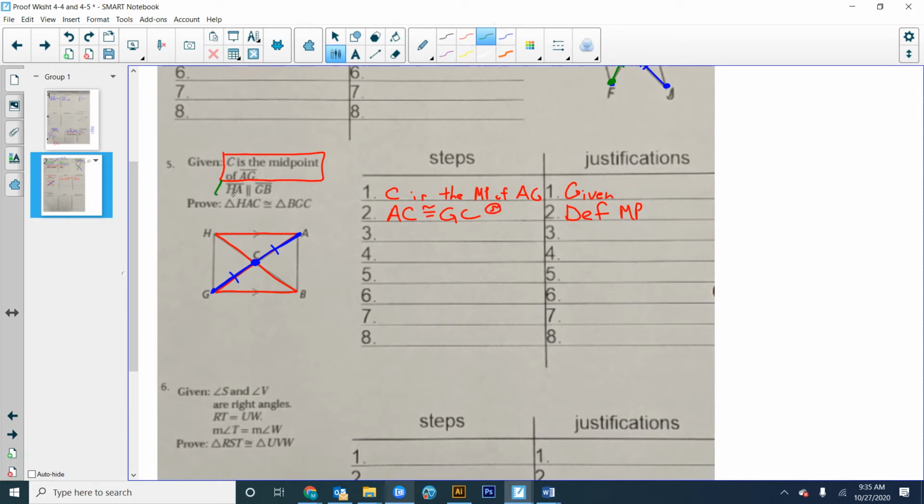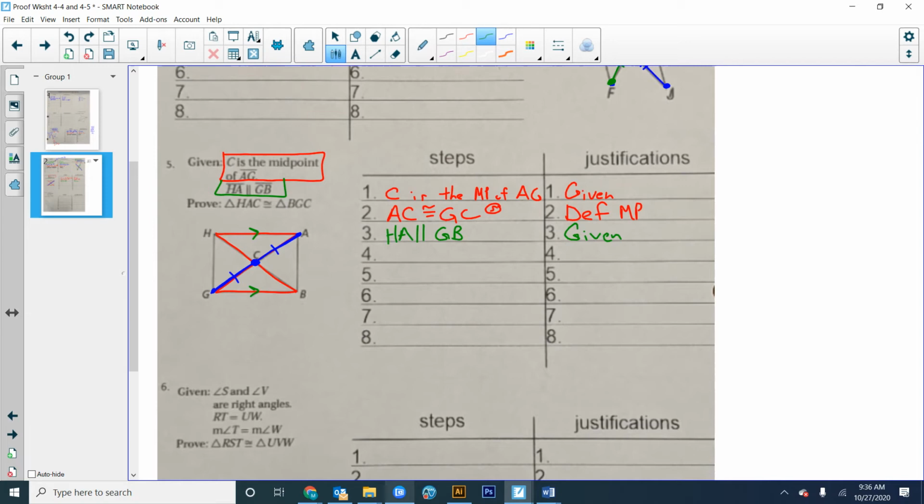Other given: HA parallel to GB. That's given. All right, now this is where our proofs can go different ways, and that's okay. Don't erase what you have. You have to have that, but there are different routes you can take to get to the same ending.